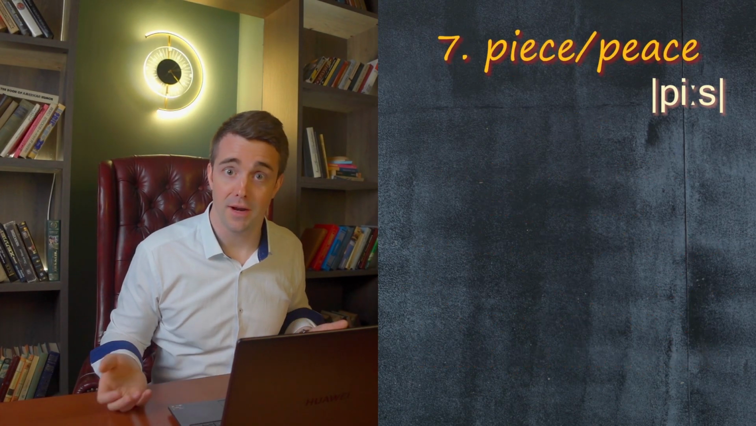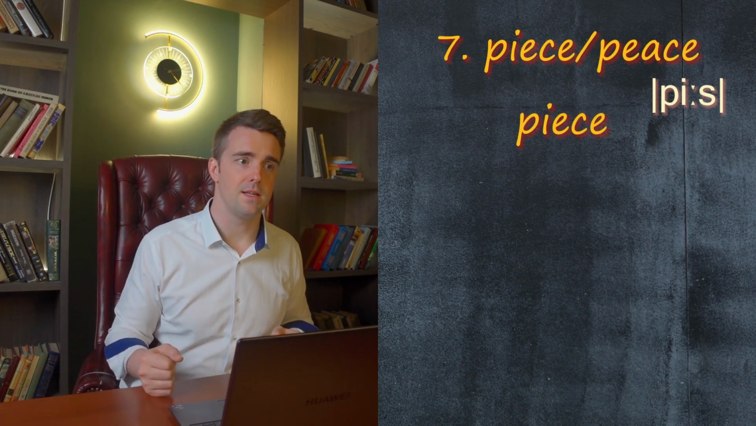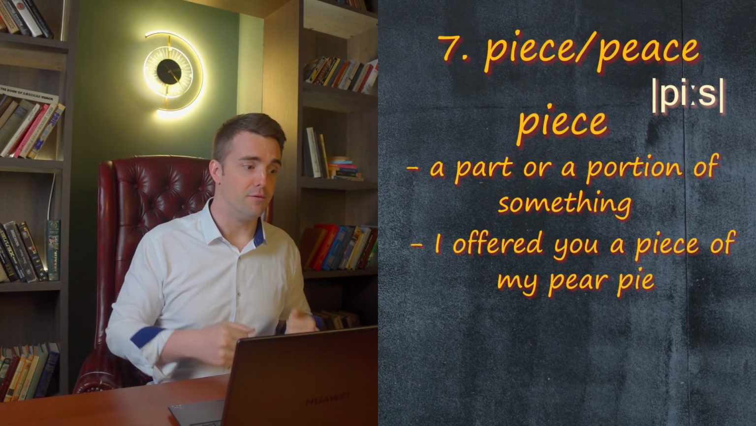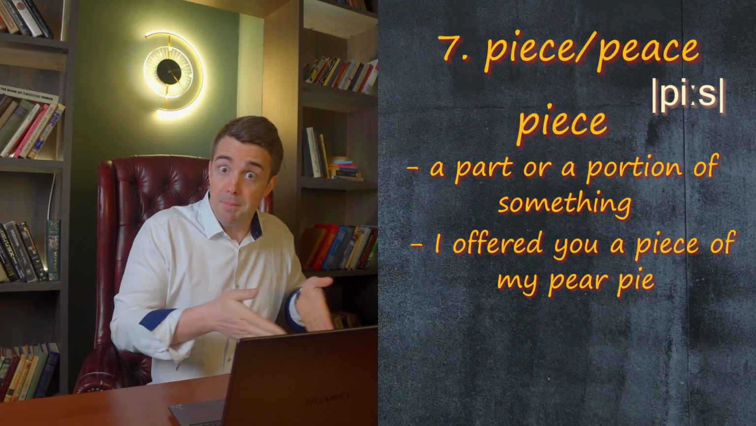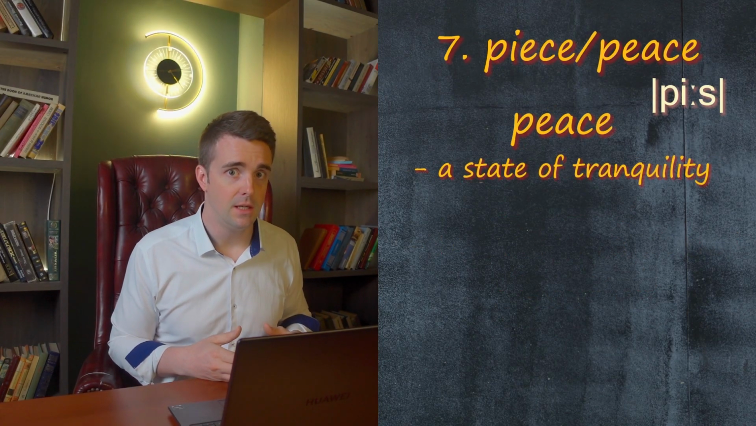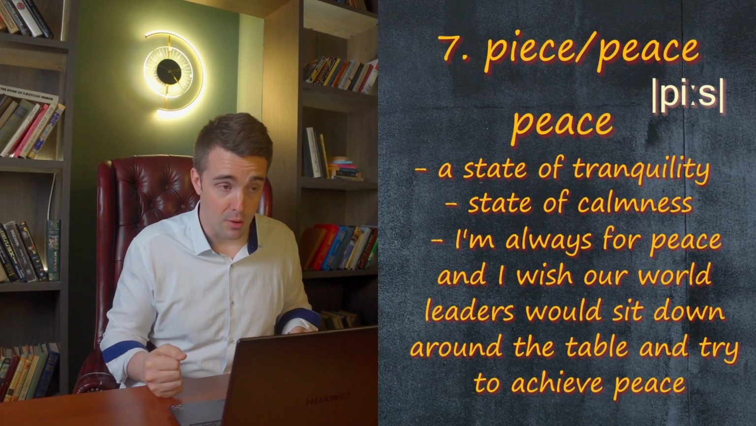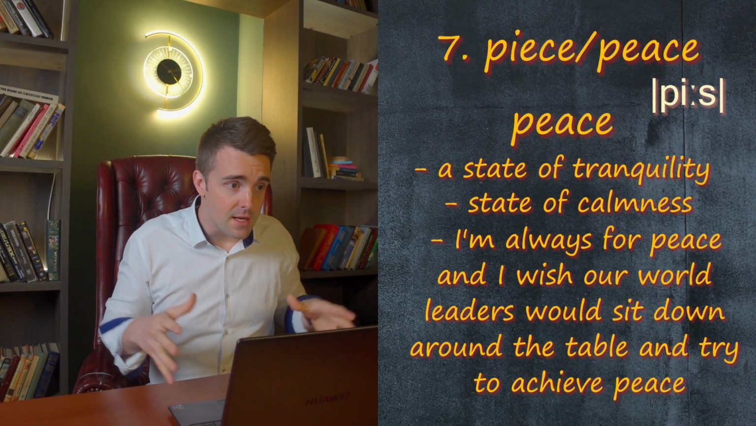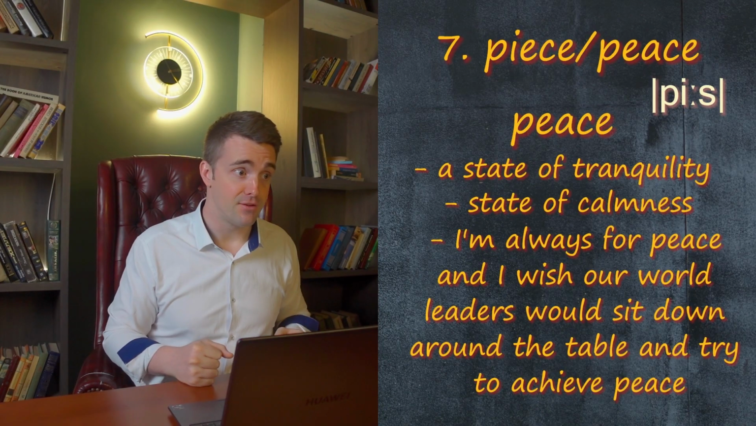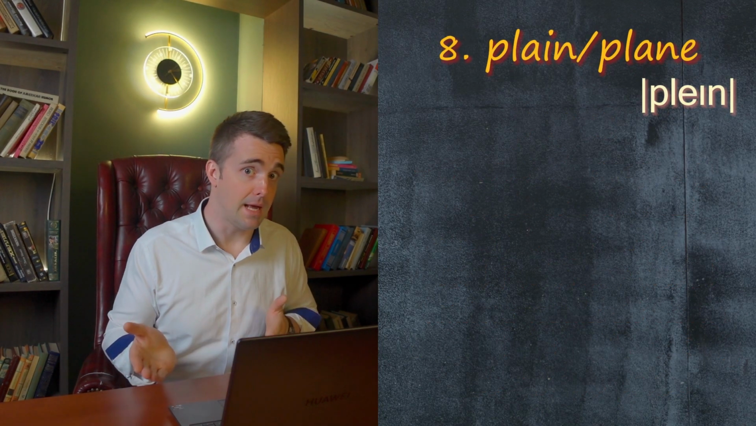And that brings us to our next homophone, which is piece and peace. So piece is a part or a portion of something. So for example, I offered you a piece of my pear pie. But peace is a state of tranquility, a state of calmness to achieve inner peace. So for example, I'm always for peace, and I wish our world leaders would sit down around the table and try to achieve peace.